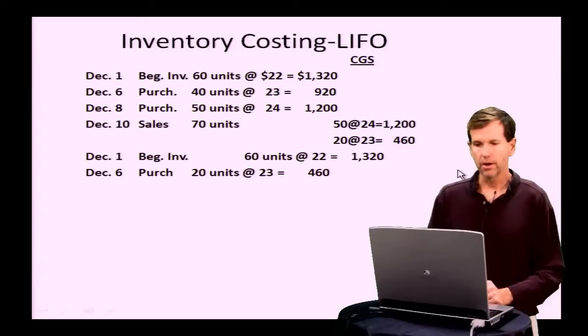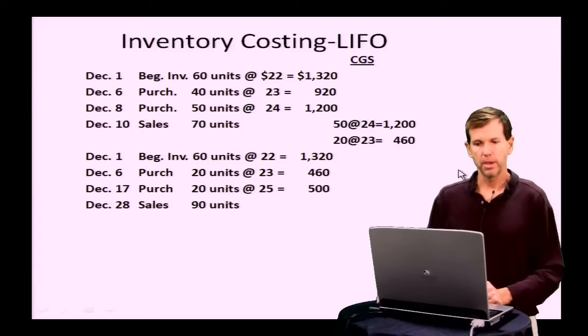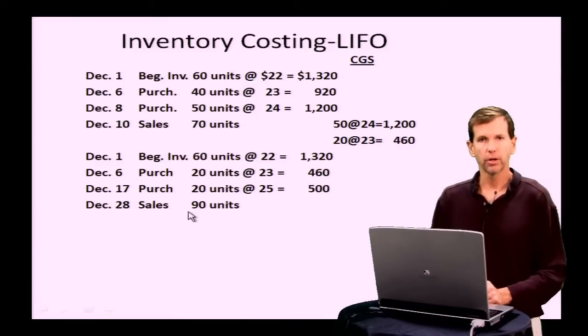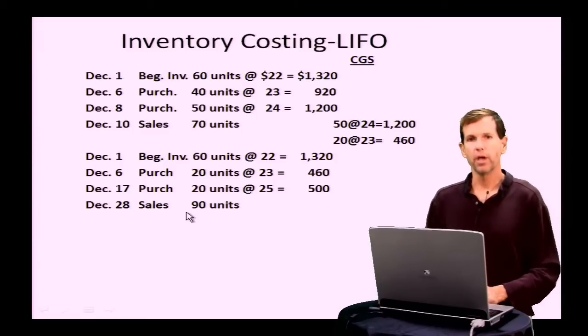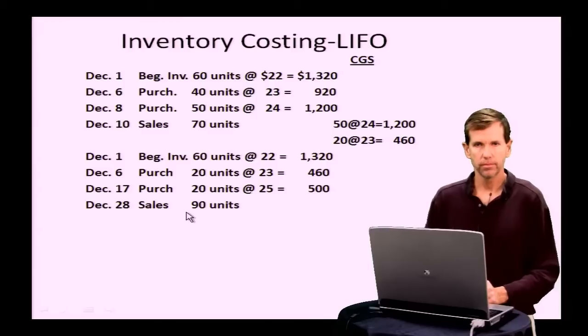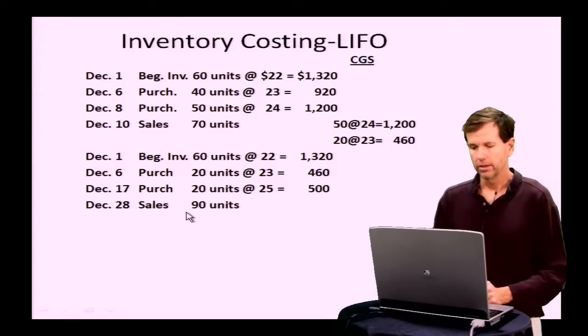Okay, now we made another purchase. We made the purchase on the 17th, so now we have 3 layers of inventory: the beginning inventory, the December 6th purchase, and the December 17th purchase. And then we made a sale of 90 units. Okay, put me on pause again and go ahead and calculate which 90 units we assume that we have sold. All right, you've done that.